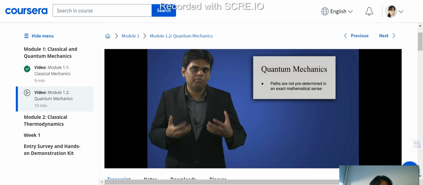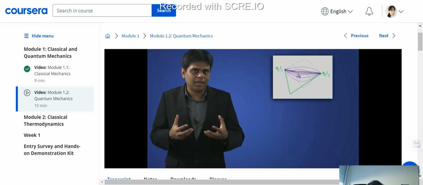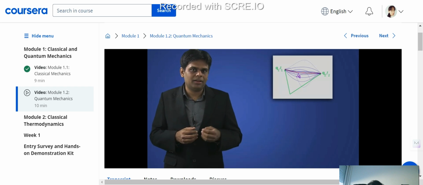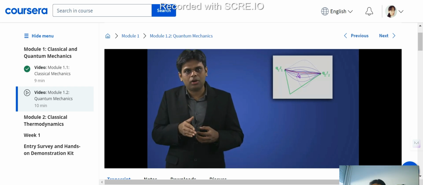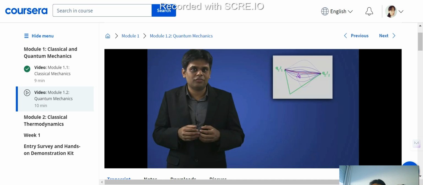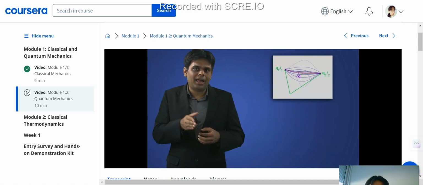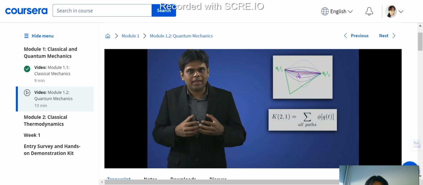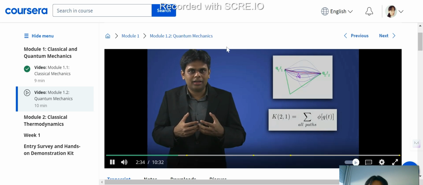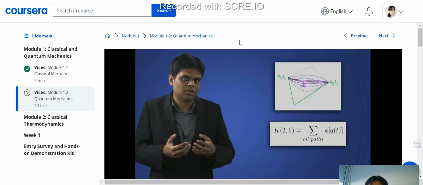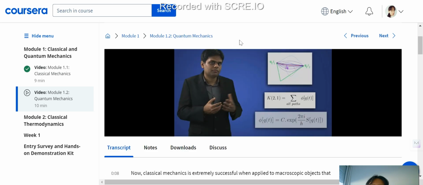Now, we can define the probability of going from 2 to 1 in terms of a total amplitude K, such that the probability P is given as the square of the amplitude K. Now, using the previously defined quantity S, that is the action for a particular path, the total amplitude can be considered as sum of contributions from each and every path connecting 1 and 2. Now, the actual contribution of each path can be determined in terms of the action using the following relation.